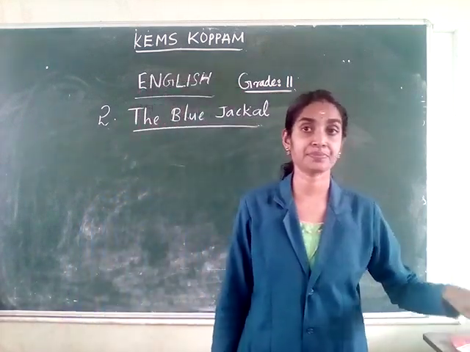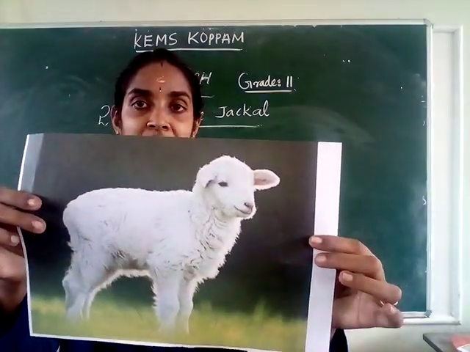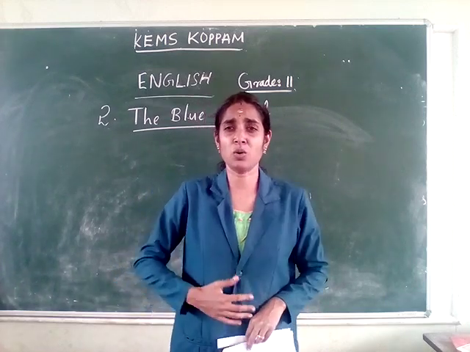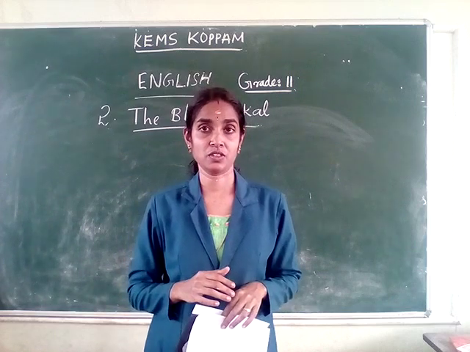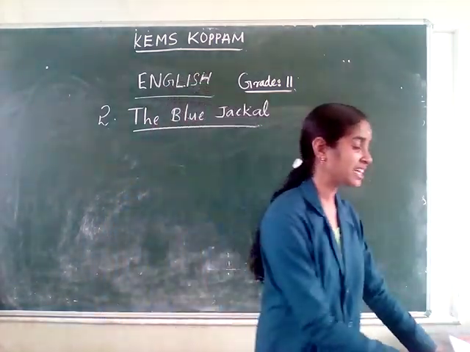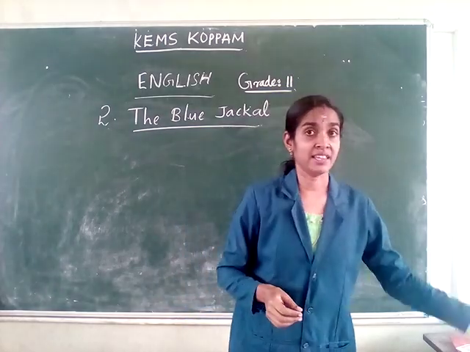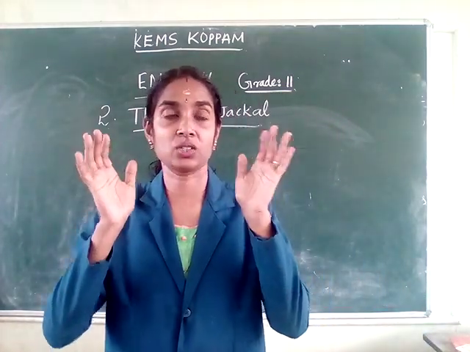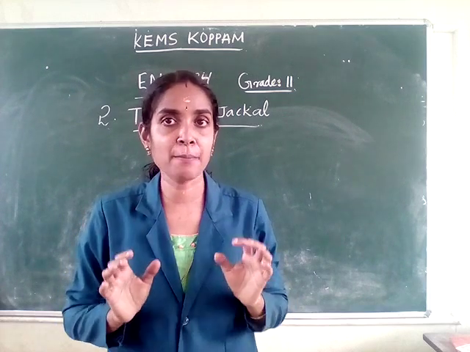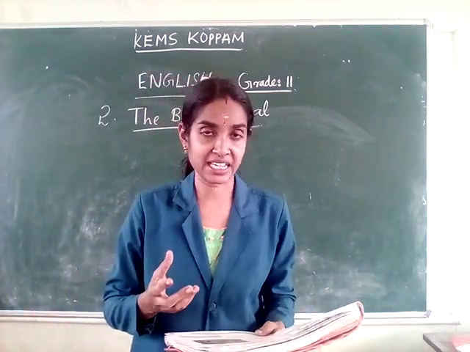What's the meaning of lamb? Okay, see this picture? Lamb. Can you see? Okay, aattinkutti. So he wanted to eat. He felt more hungry, so he wanted to go to the town. For what? He wanted a lamb or a chicken. What is chicken? Can you see this? So the lazy jackal thought that he wanted to go to the town and get a lamb or a chicken.